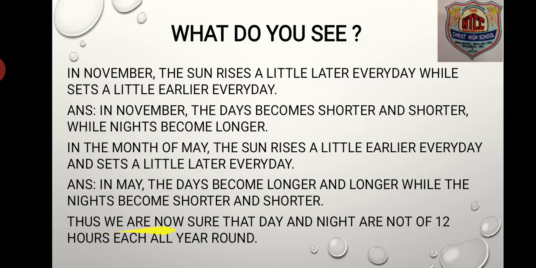Thus, we are now sure that day and night are not of 12 hours each all year round. So, we say that we have 12 hours of day and 12 hours of night, but it is not possible for every day. All year round, we are not having 12 hours of day and night.